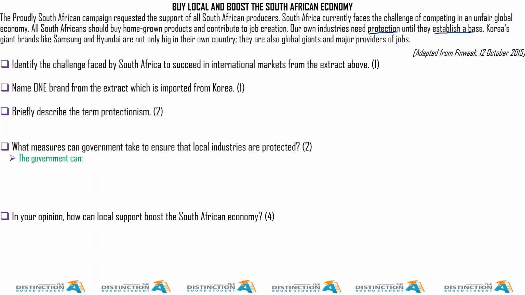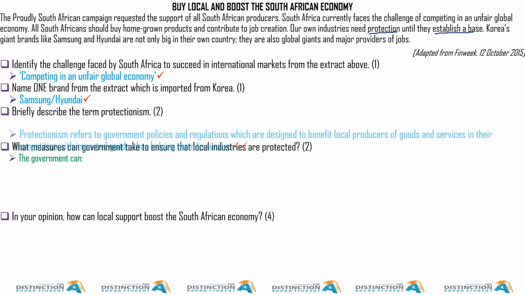Identify the challenge faced by South Africa to succeed in international markets from the extract above. That will be competing in an unfair global economy. Name one brand from the extract which is imported from Korea. That is Samsung or Hyundai. Briefly describe the term protectionism.